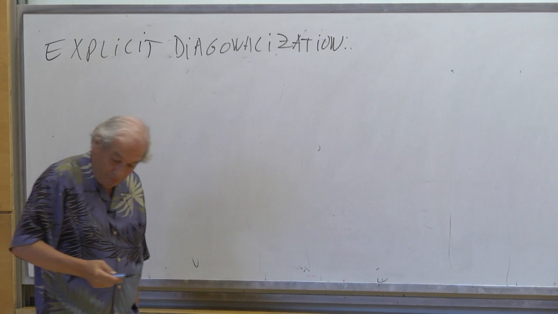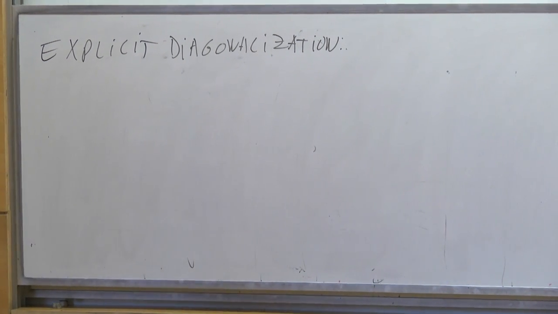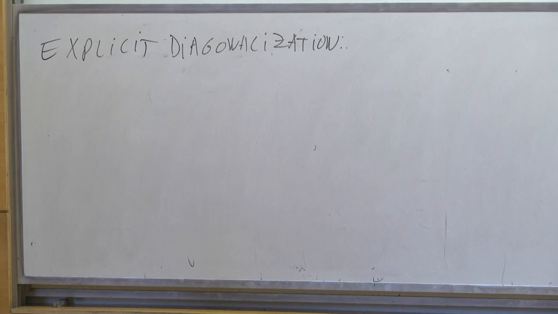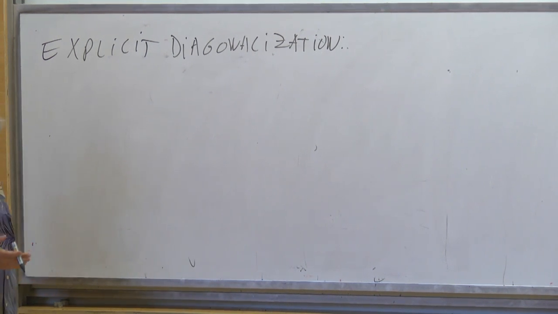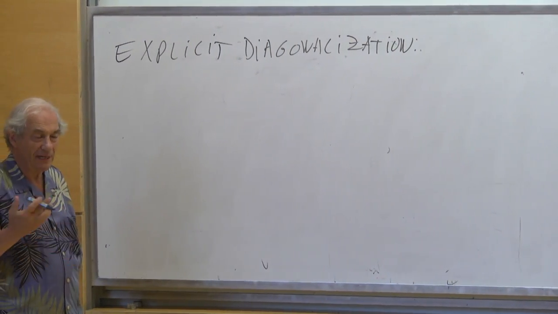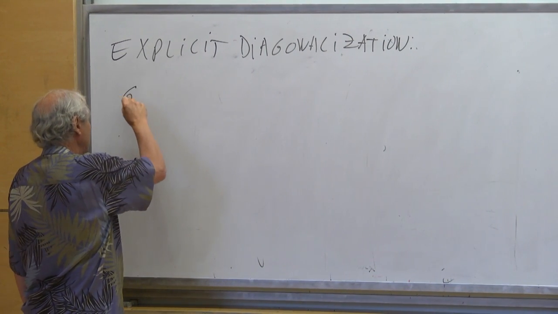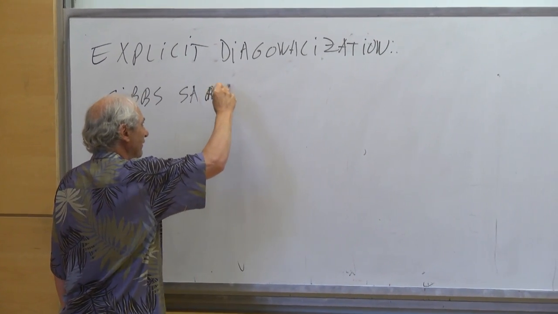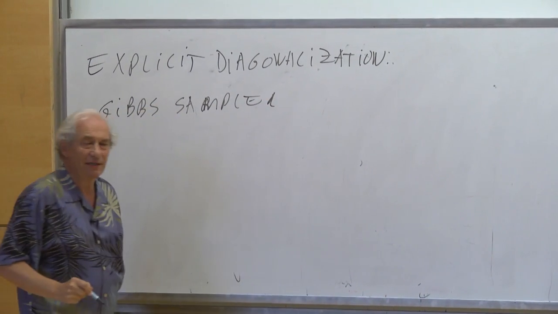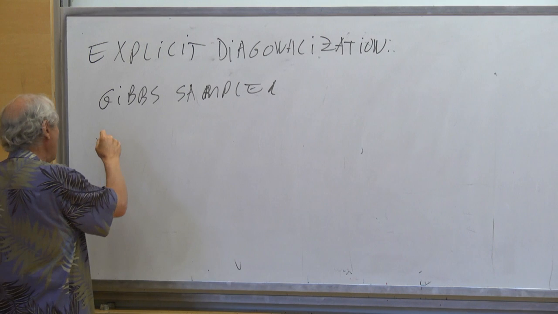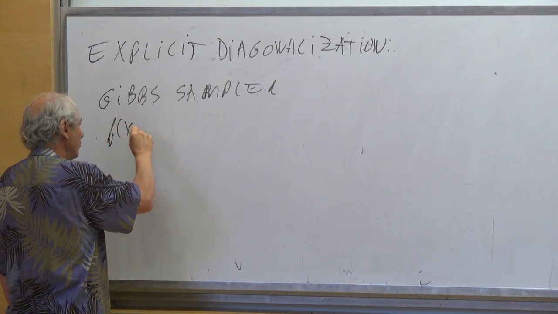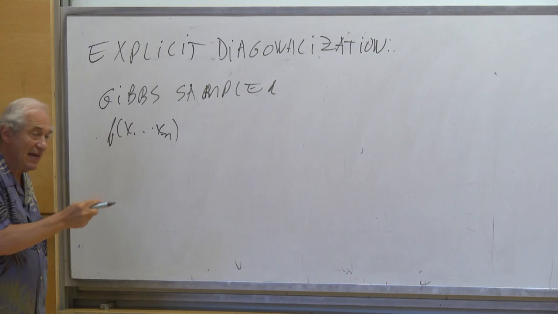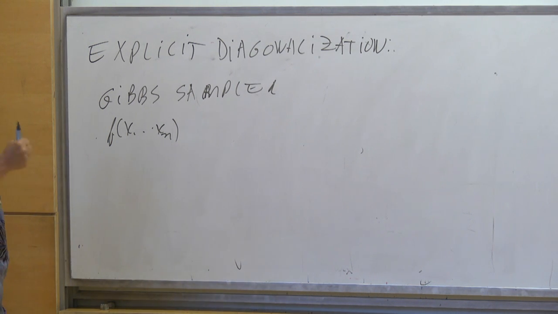More often than you would think, natural Markov chains, you can write down an awful lot about them. And the example I'm going to treat will let me remind you of what the Gibbs sampler or the heat bath algorithm is. In statistics, we call it the Gibbs sampler. It's also called Glauber dynamics or the heat bath algorithm. You have a probability density x1 up to xn, and you want to sample from it. And you do it by changing one coordinate at a time.